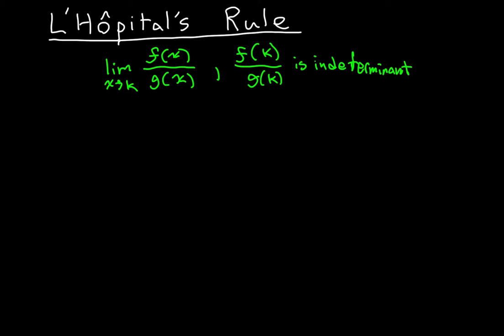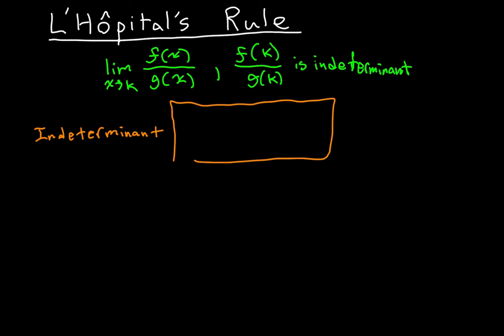What does that mean? Well, what are indeterminate values? So I'm going to make a little box. Indeterminate. What are some indeterminate values? Some indeterminate values include 0 divided by 0, infinity divided by infinity, and negative infinity over infinity, or vice versa, whatever. So these are indeterminate values.